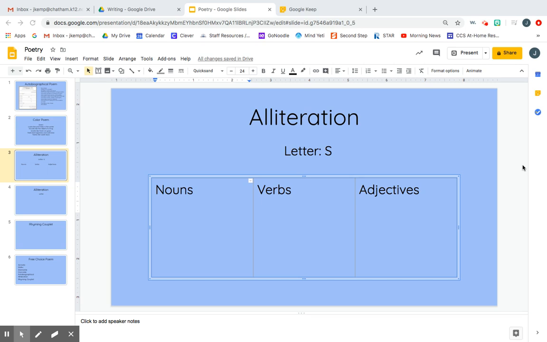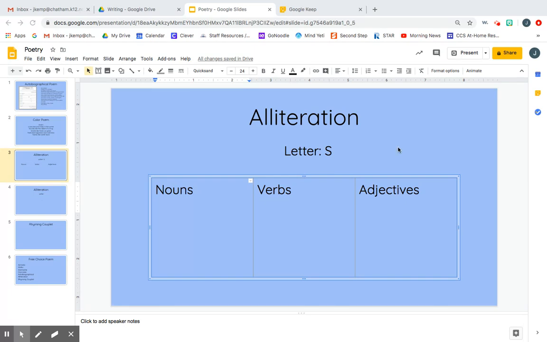Hi, boys and girls. Today we are going to work on alliteration. Alliteration is a fancy word that means that you have a lot of words together that start with the same sound. So if you have a lot of words together that start with the same sound, you are using alliteration in your writing. So today we are going to try to write some lines with alliteration in them.